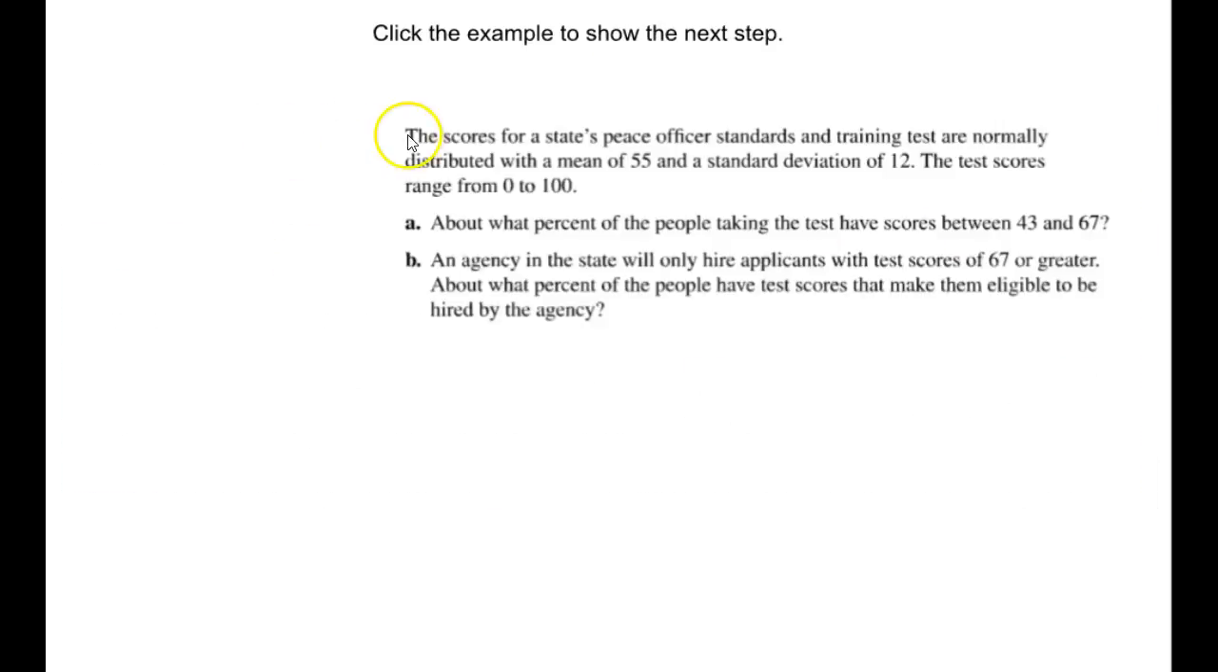So here's our next example. The scores for a state's peace officer standards and training test are normally distributed with a mean of 55 and a standard deviation of 12. The test scores range from 0 to 100. About what percent of the people taking the test have scores between 43 and 67? And then if an agency will only hire applicants with 67 or greater, what percent of people make them eligible?